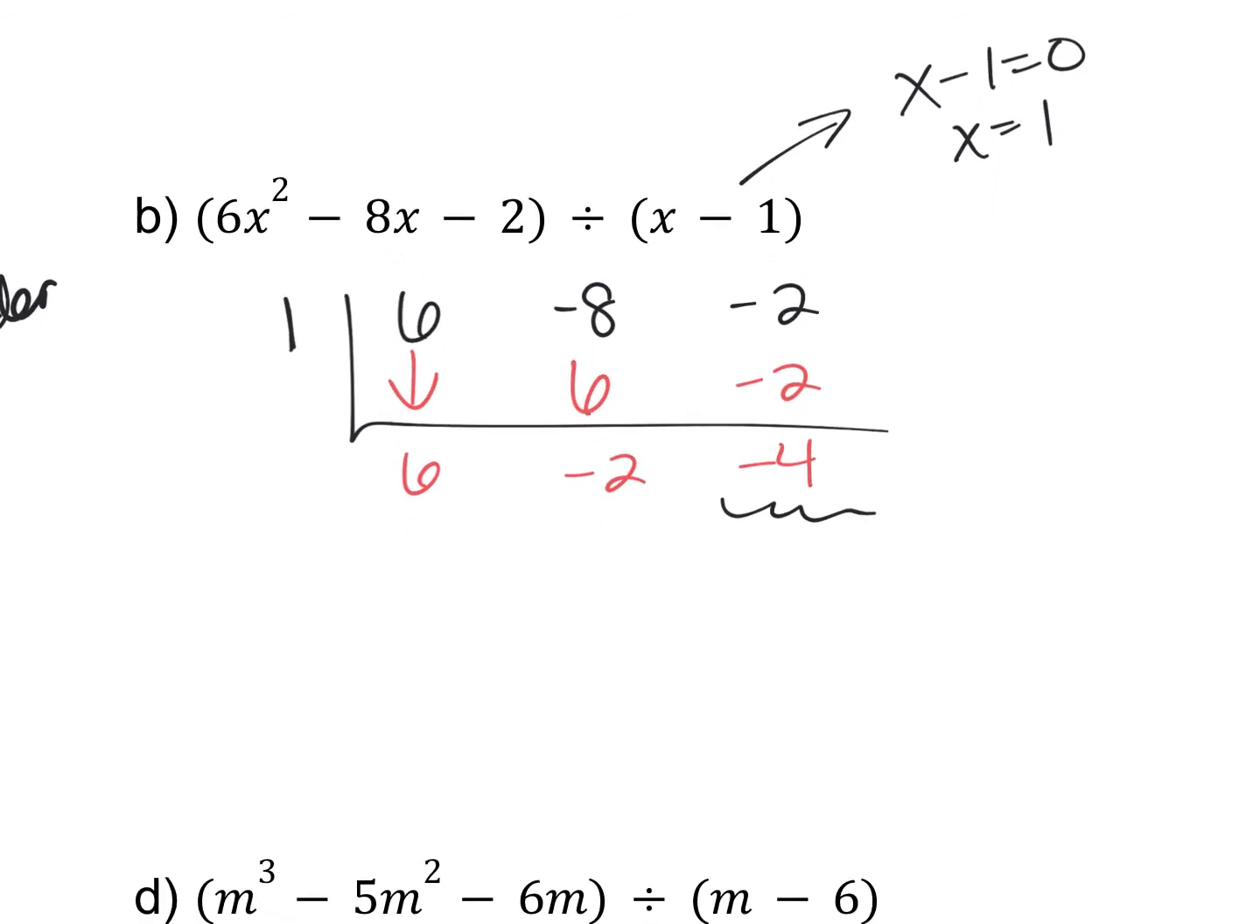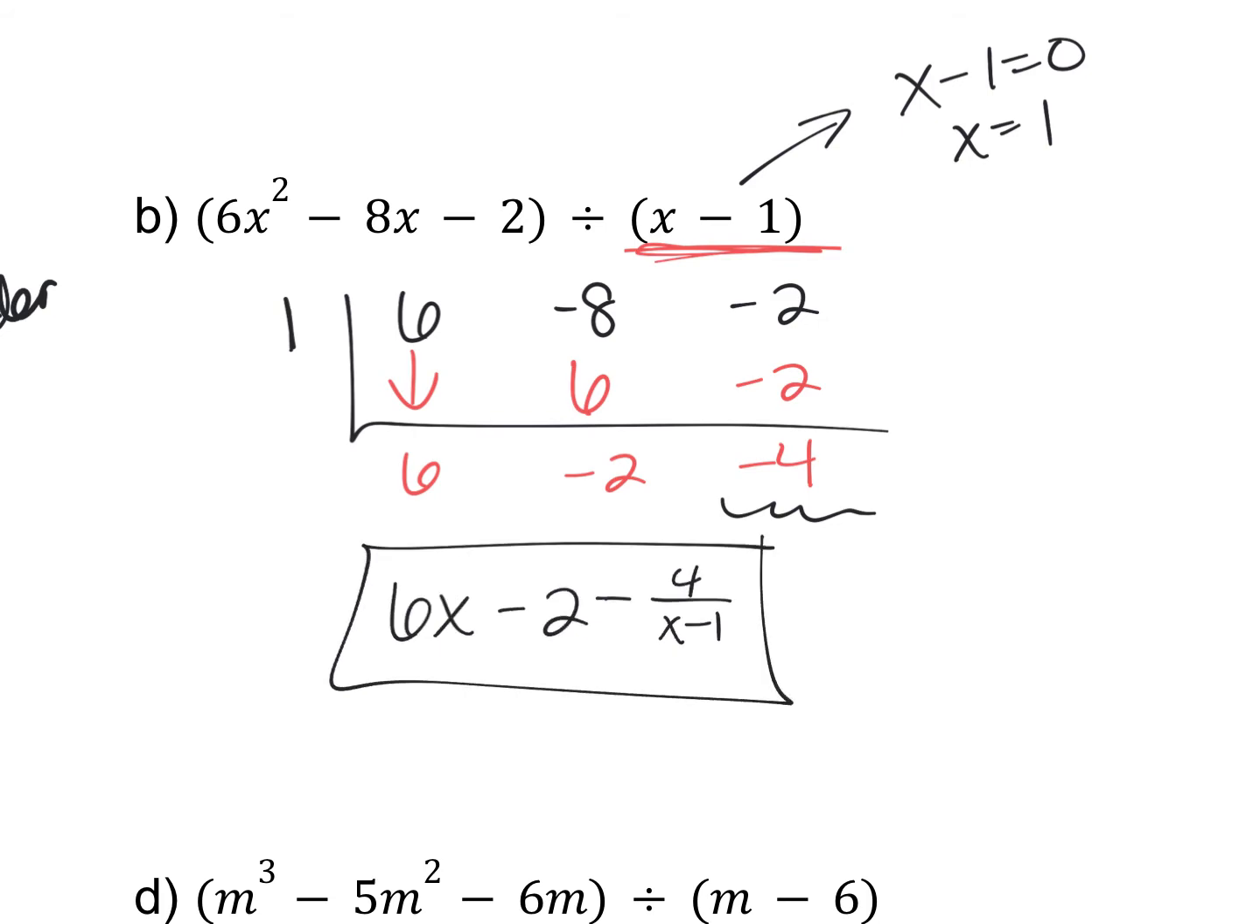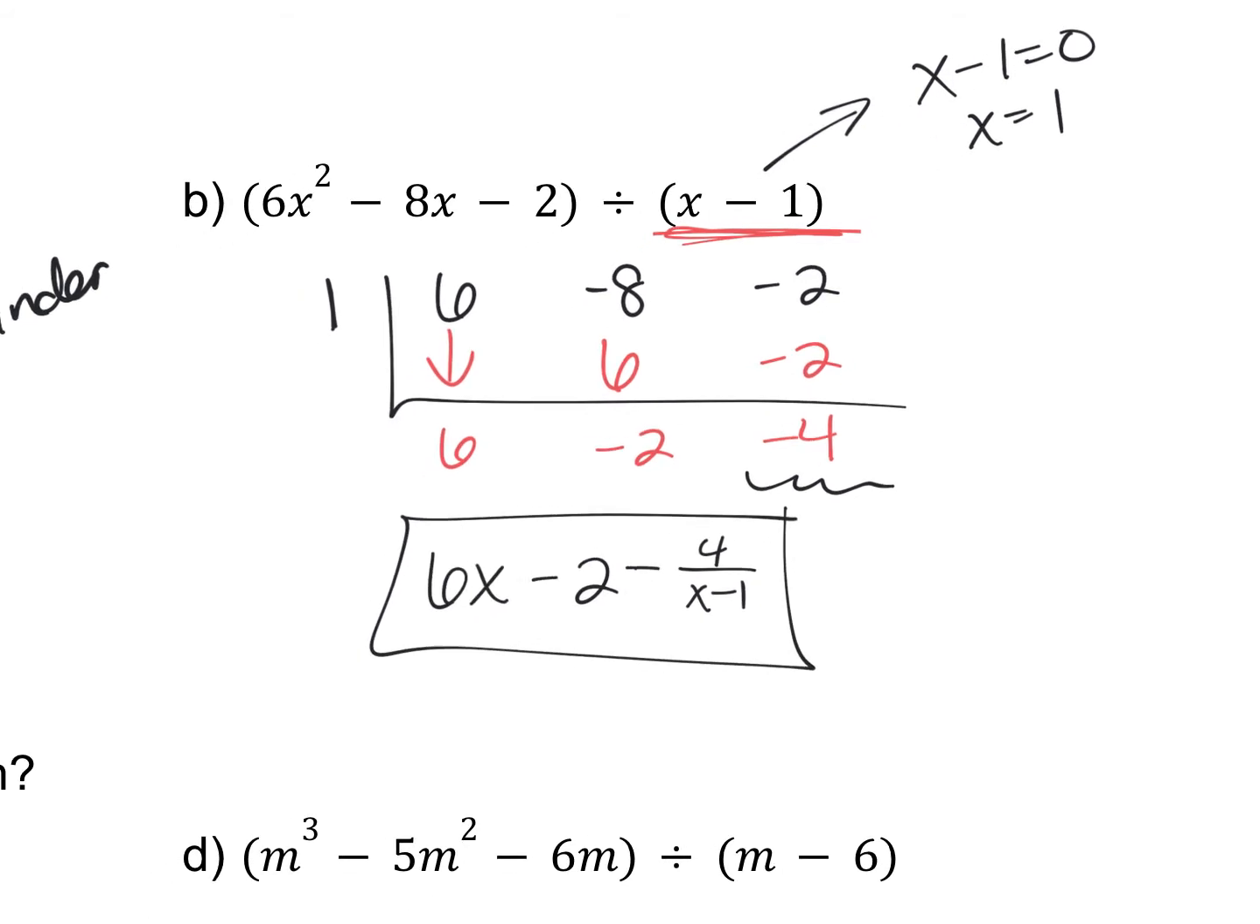So let me put it in polynomial form. So it would be 6x minus 2. And then what do you do with your remainder? Well, just like we were doing in the long division, you're going to do minus 4 over x minus 2, your divisor up here, right? And that's it. Way faster than long division.